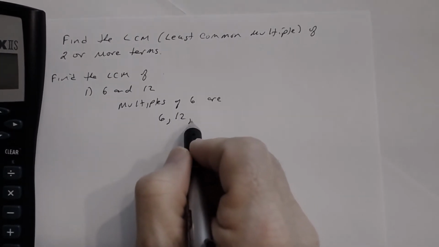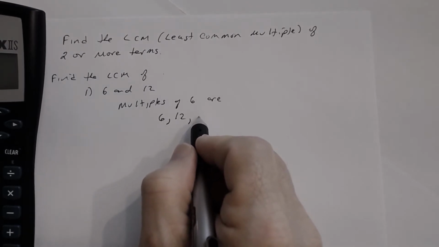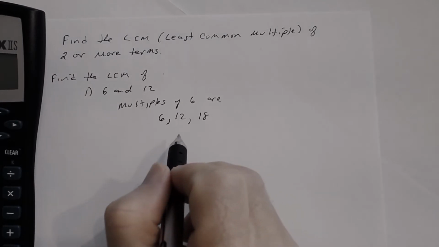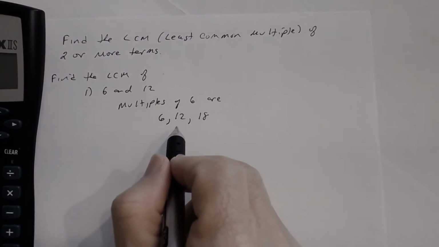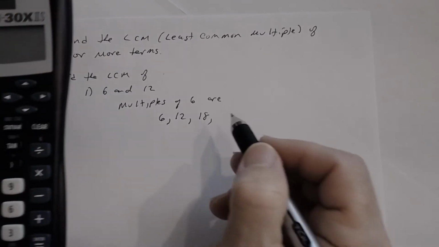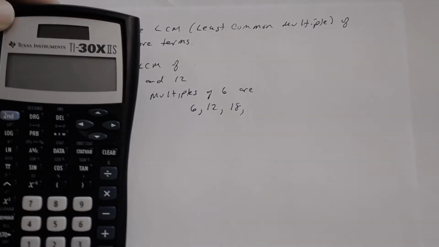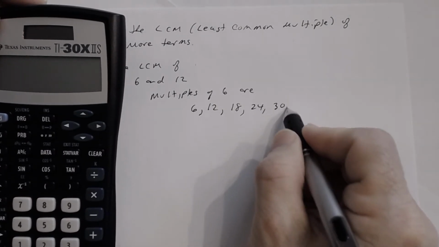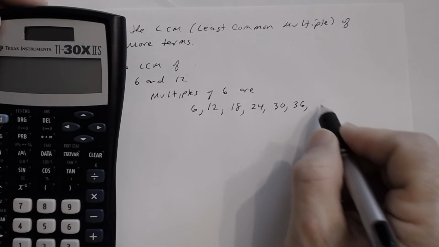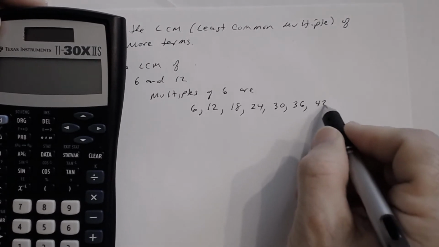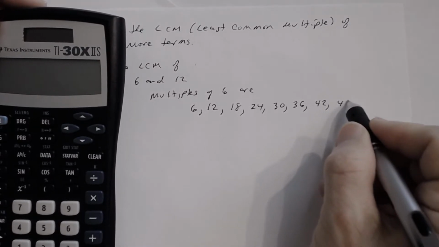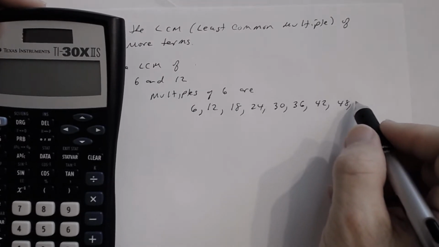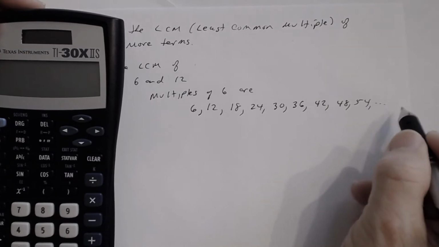The next multiple is 18, because 6 times 3 is 18. How many multiples of 6 are there? An infinite number. Using your calculator, the next is 6 times 4, which is 24, 6 times 5 is 30, 6 times 6 is 36, 6 times 7 is 42, 6 times 8 is 48, and 6 times 9 is 54. I'm running out of room, so I'm just going to put dots.